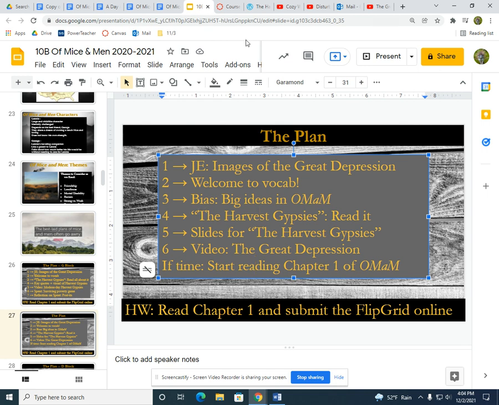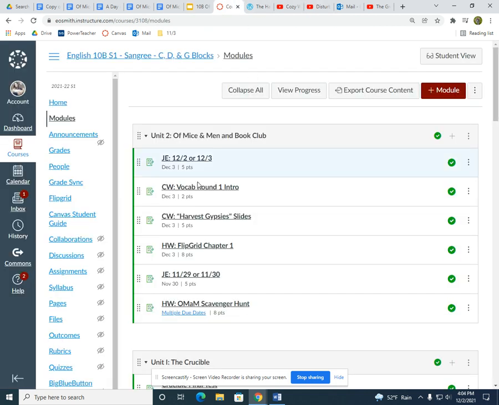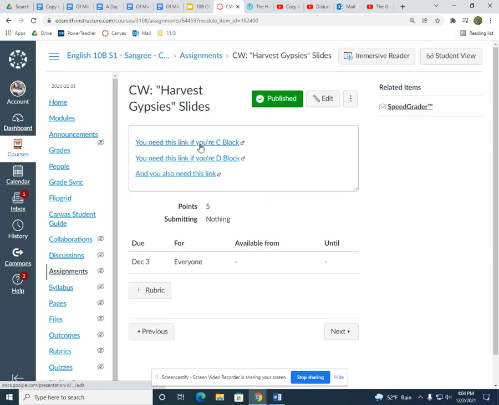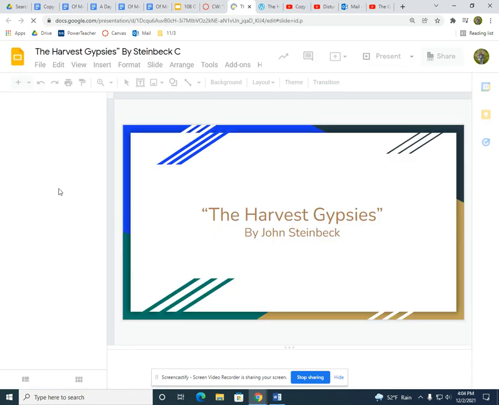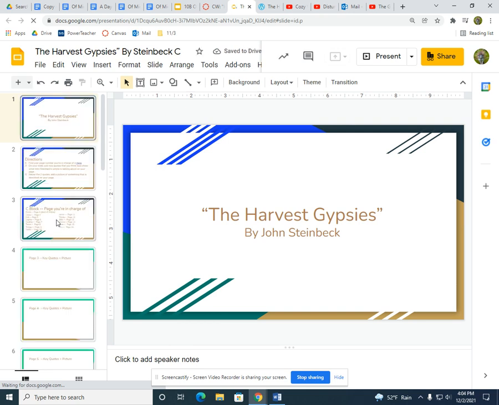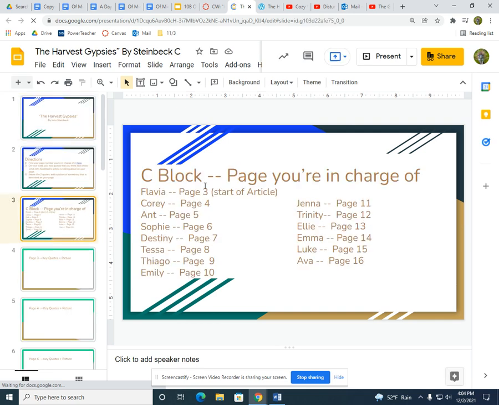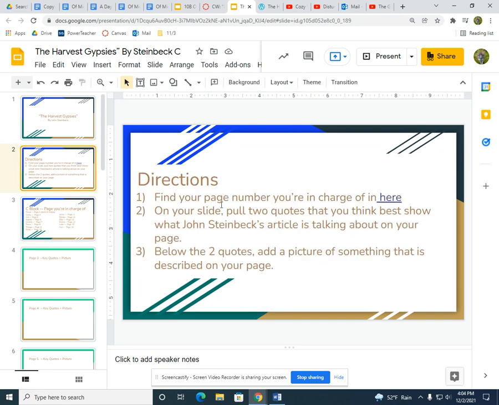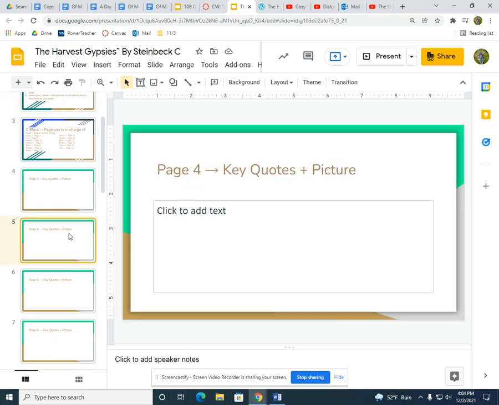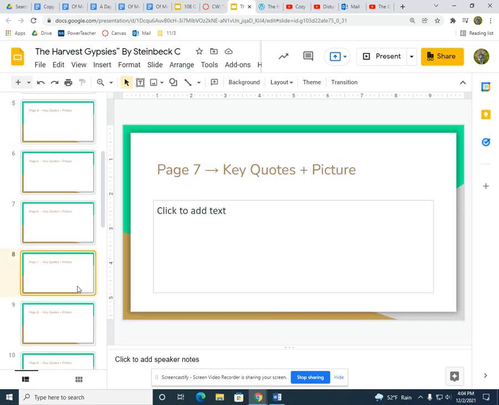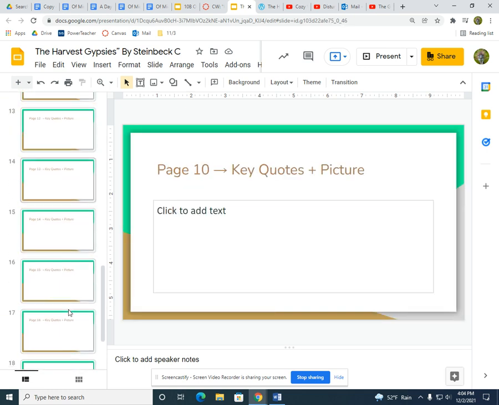Now, here's what I mean by read the Harvest Gypsies. In Canvas, you can find the slides that you need, so follow the one that corresponds to your class, and you're basically going to go in and you will see that at the top I've told you which page you're in charge of. So instead of reading the entire article, you are in charge of 1 page, and your goal is to find 2 quotes and a visual that shows what's going on your page. So find your page in the slideshow, and that's where you build.